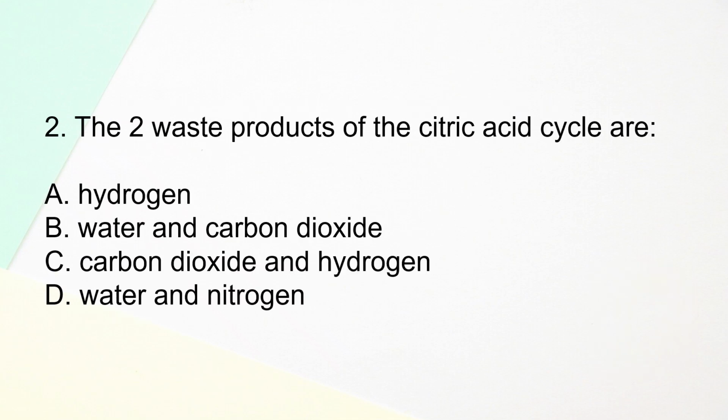Number two, the two waste products of the citric acid cycle are blank. Letter A, hydrogen. Letter B, water and carbon dioxide. Letter C, carbon dioxide and hydrogen. Or letter D, water and nitrogen. The correct answer is letter C, carbon dioxide and hydrogen.